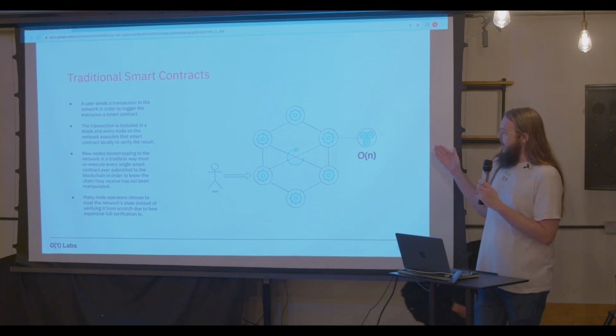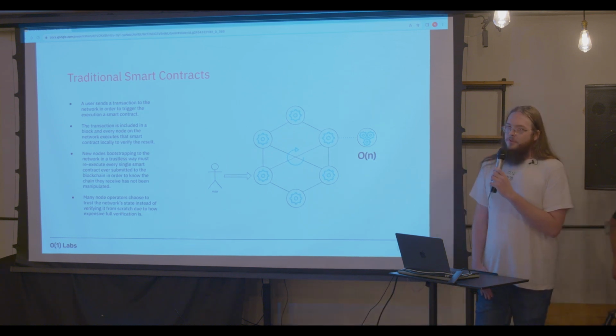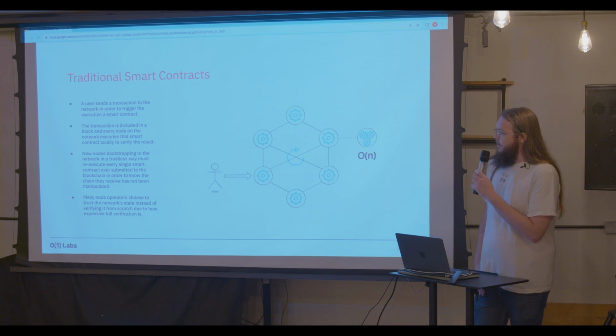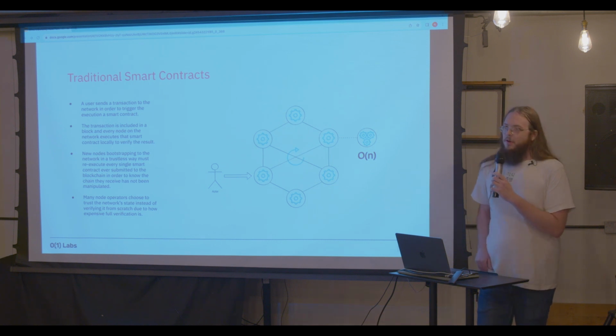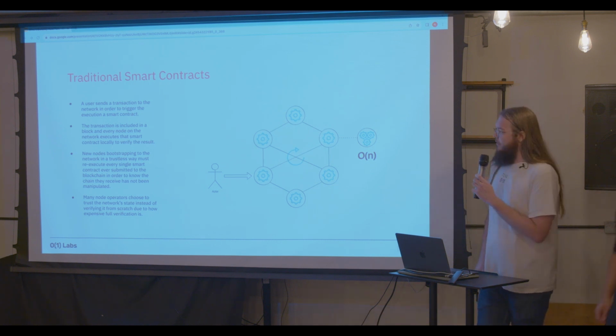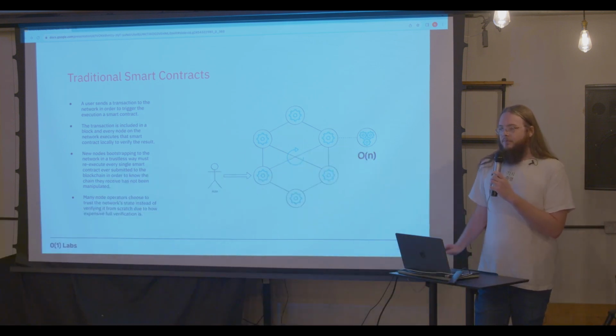Because of this O(N) check and how expensive it is, most nodes in the network are just going to basically trust the state. A lot of people who are running nodes are not always verifying from the beginning because it's just too prohibitively expensive to do so.